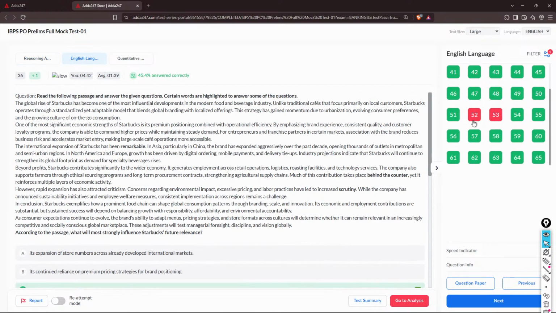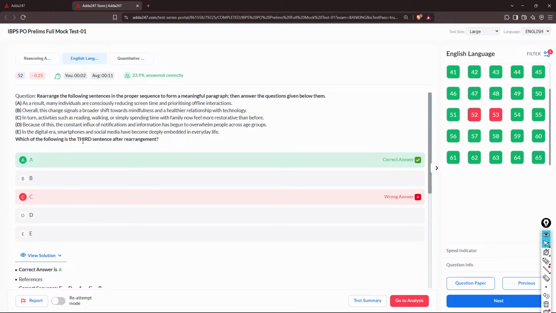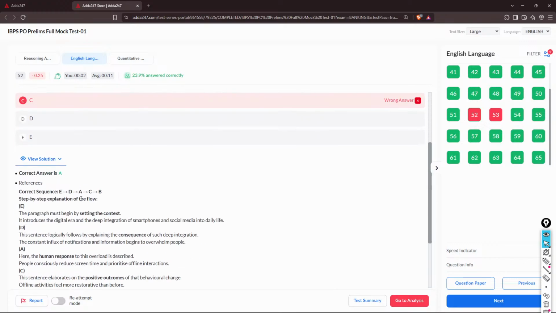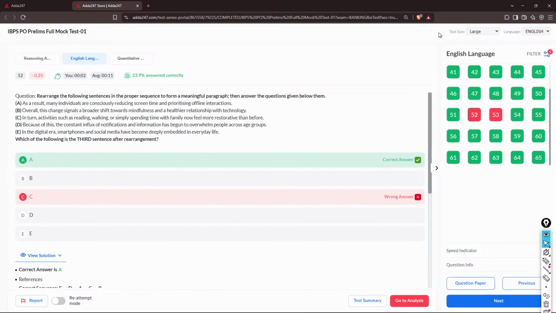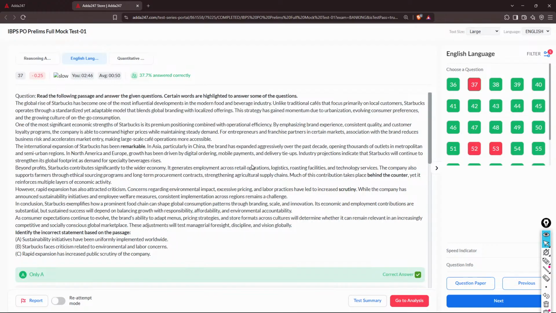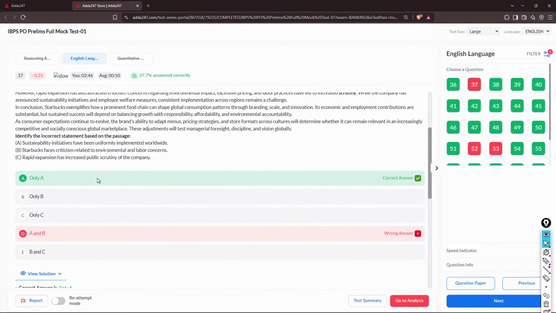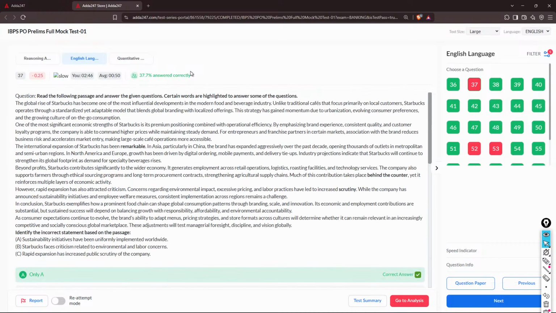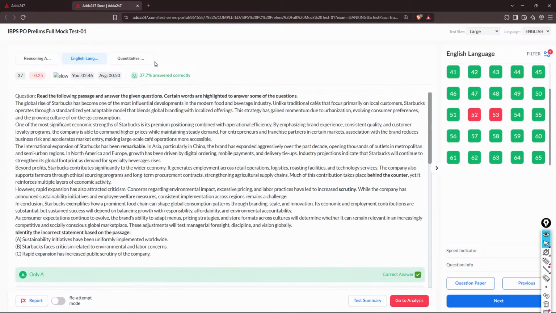In English, again in PQRS, I don't know what's going on. I think I should just practice this thing a lot more. This one is only A. Okay. Nothing wrong in here also.